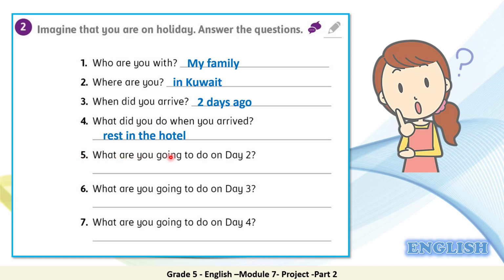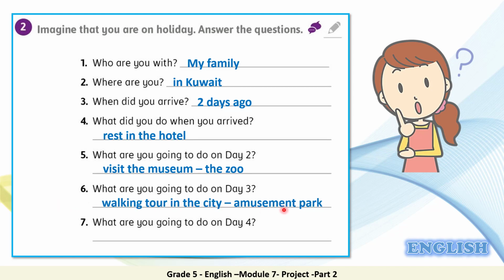What are you going to do on day 2? I imagined I visited the museum and went to the zoo. What are you going to do on day 3? Walking tour in the city and the amusement park. What are you going to do on day 4? Visit a mall, lunch, and shopping. These are my own ideas for my holiday.